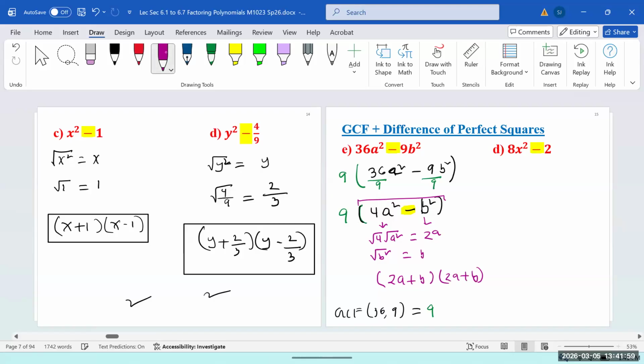Perfect. And we have a GCF, you cannot forget, in the front. So it's the same difference of perfect squares, but two steps, because you have a GCF. Anytime your polynomial has a GCF, your first step should always be to take it out.